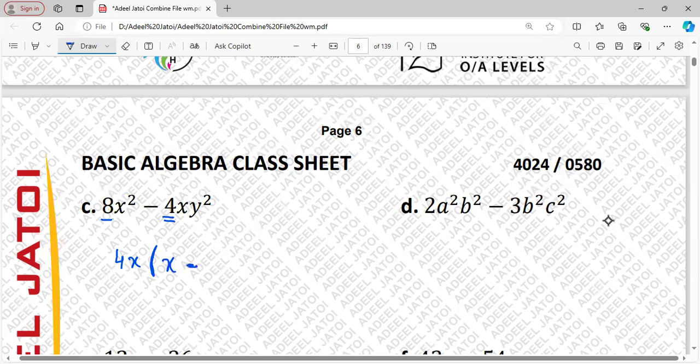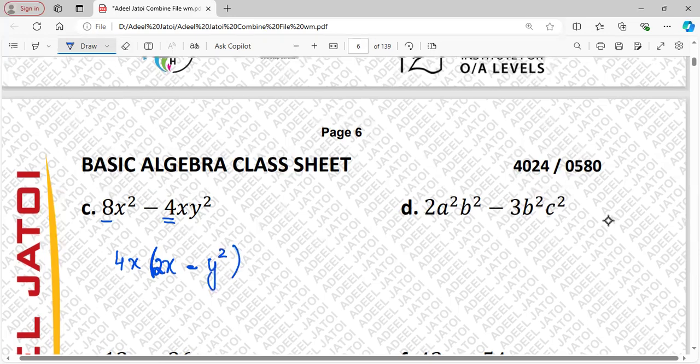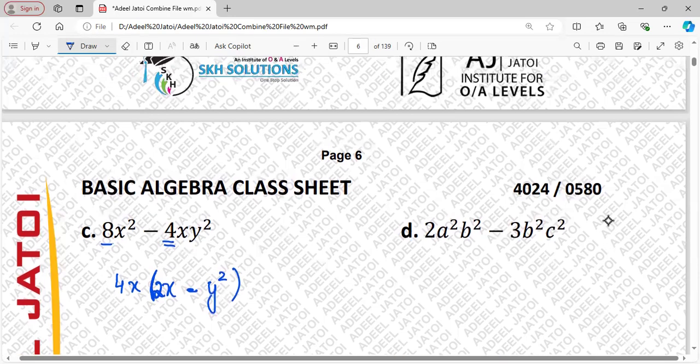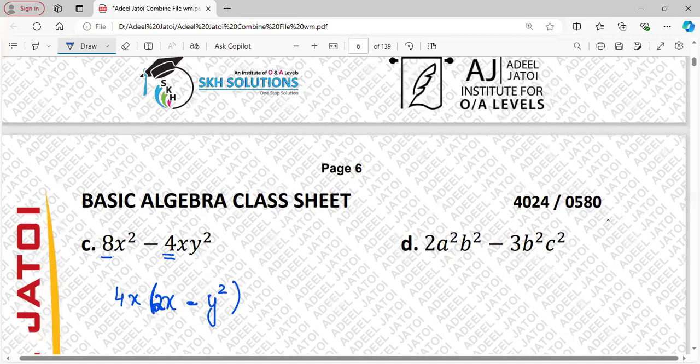Minus, my 2x. You're left with 2x. And then here, x is taken as common and 4 is taken as common. So you are left with y square. Okay, understood? Because we have to take the common, 8 divided by 4 is 2. So from x square, x has come out. So the remaining is x.